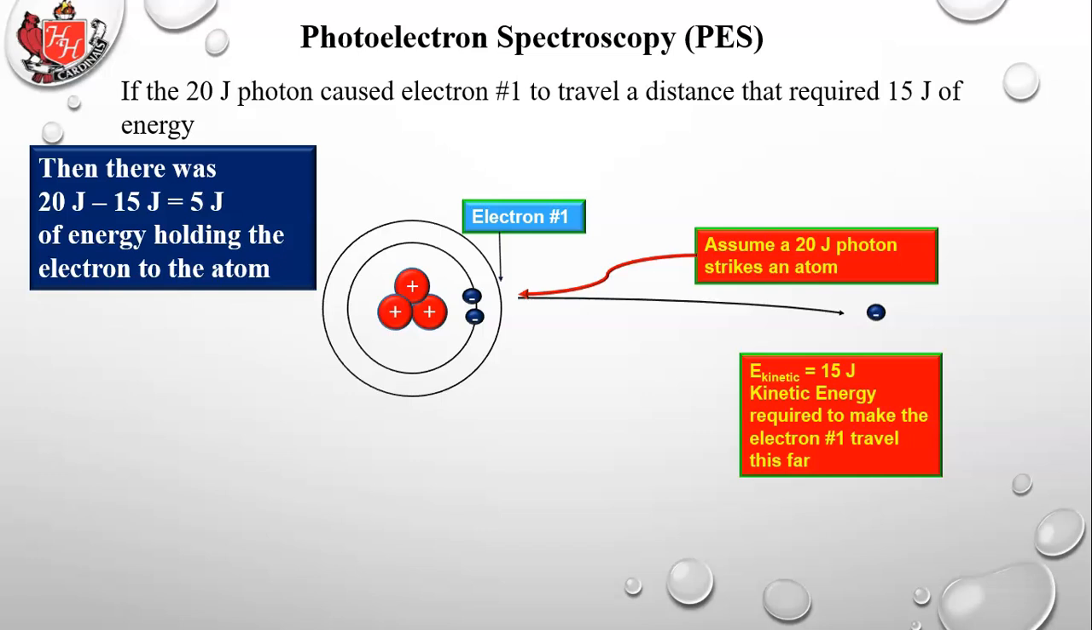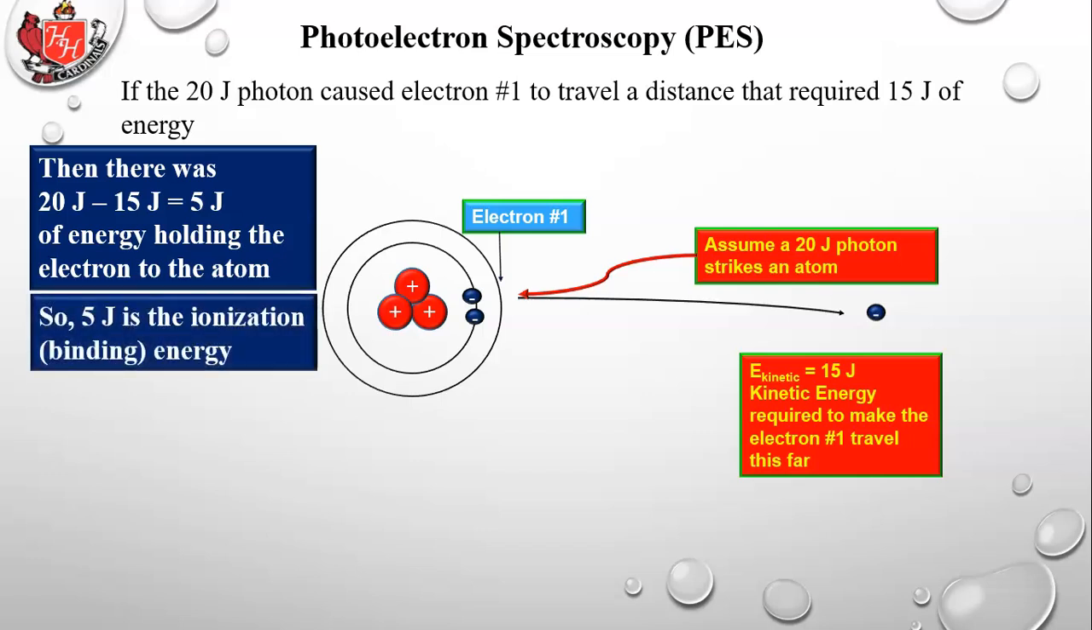So they can measure the photon energy, they can measure the kinetic energy, and by taking the difference between those two numbers, they know that the amount of energy it took to ionize, the ionization energy to break that electron away, was the difference between those two numbers, which was 5 joules. So 5 joules is the ionization energy. It's also the binding energy of the electron.